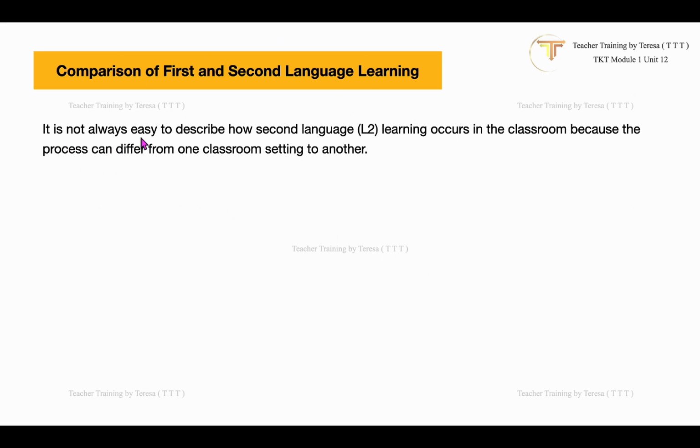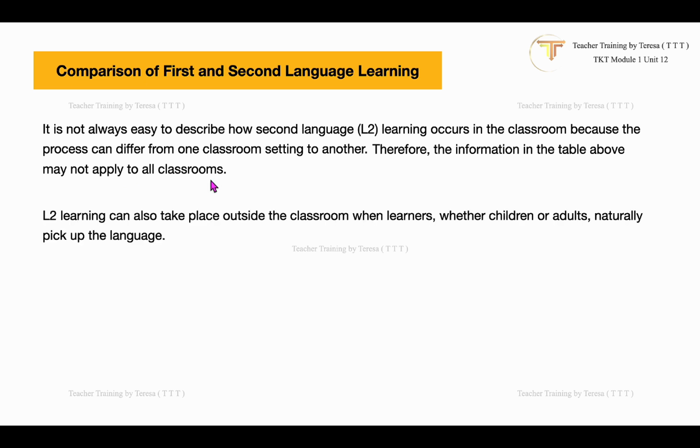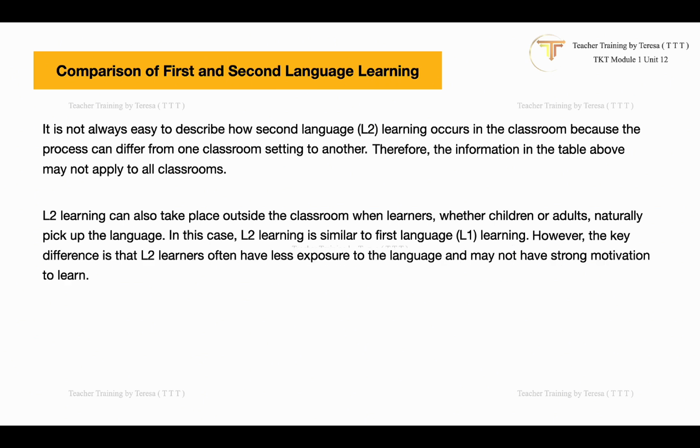It is not always easy to describe how second language L2 learning occurs in the classroom, because the process can differ from one classroom setting to another. Therefore, the information in the table above may not apply to all classrooms. L2 learning can also take place outside the classroom, when learners, whether children or adults, naturally pick up the language. In this case, L2 learning is similar to first language L1 learning.